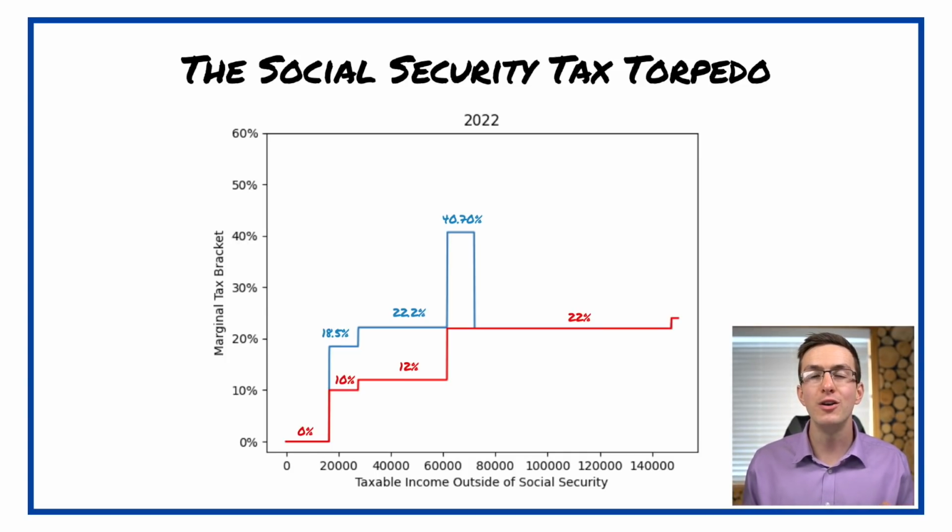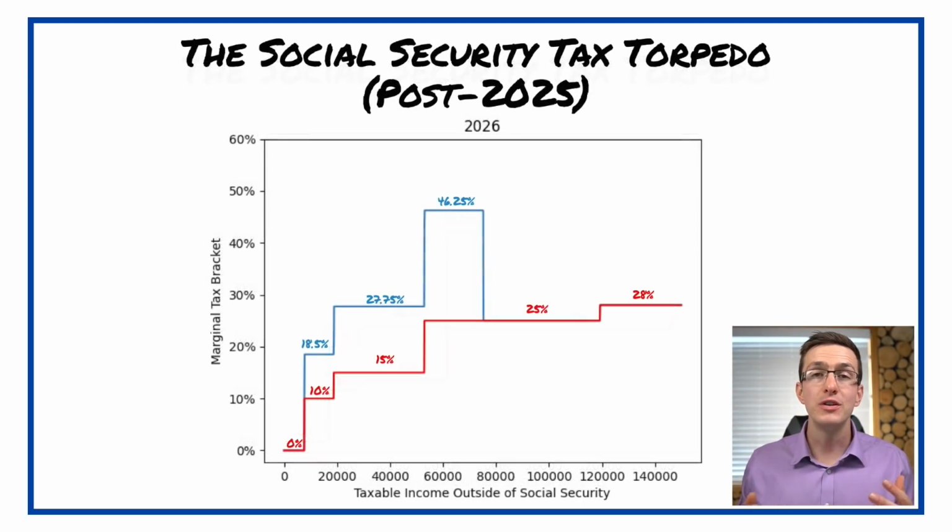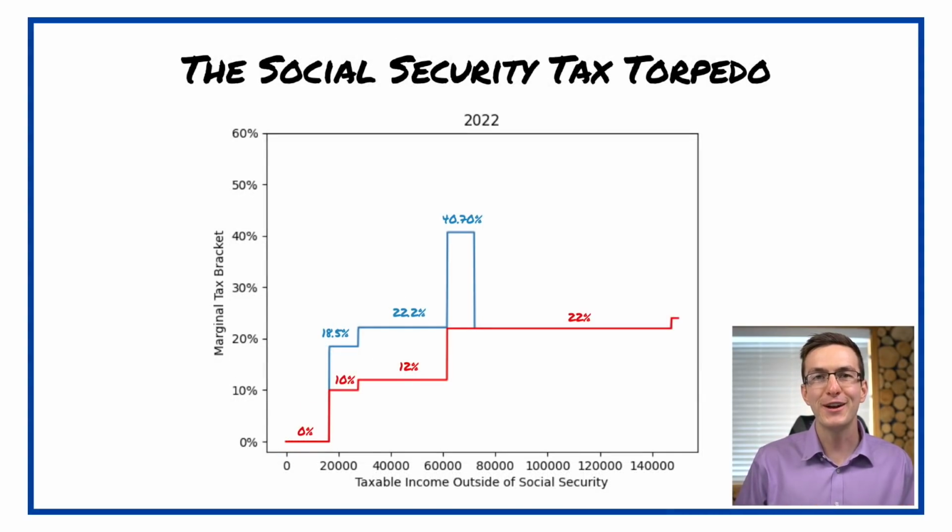But it's also important to note that unfortunately this tax graph gets a lot worse once the Tax Cuts and Jobs Act expires in 2025. And so in 2026, we see that this tax graph has additional marginal spike zones. We see that the 15% bracket turns into 27.75%, and then again, the start of the 25% bracket turns into 46.25%. Now let's go back to the current tax torpedo graph.